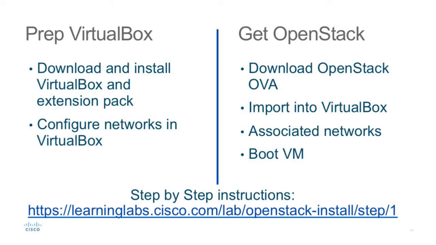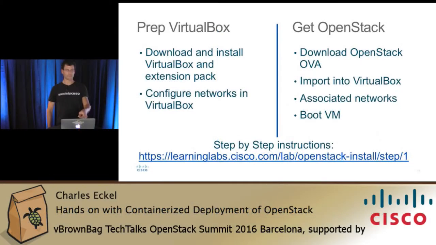You need to download an OVA file that we provide. It's really large. It will take a long time. So make sure you're on a good network. I also have it on a USB stick if you want to get it from me afterwards. You import that into VirtualBox, then you associate the networks that you created with it, boot it up, and you're up and running. This is the URL. If you want to take a picture of that, or again, I'll be around afterwards, and it takes you through step by step how you can do all of this.